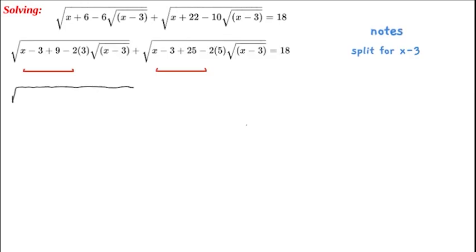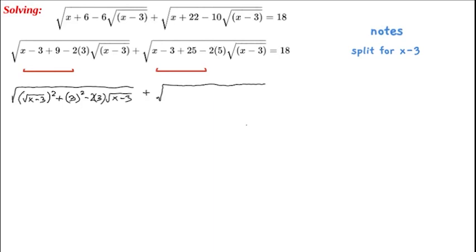We're going to take the x minus 3 and write that as the square root of x minus 3, all squared. We're going to take the 9 as 3 squared, and we have the 2 by 3 by square root of x minus 3. Again, we'll do the same process for the second radical. We'll do it all together on the same line.